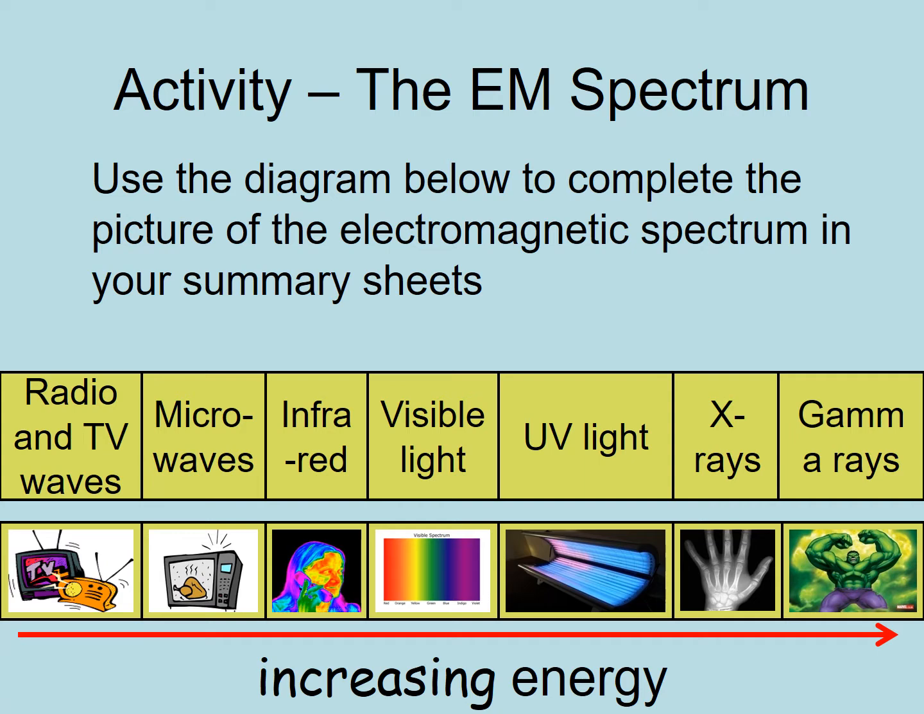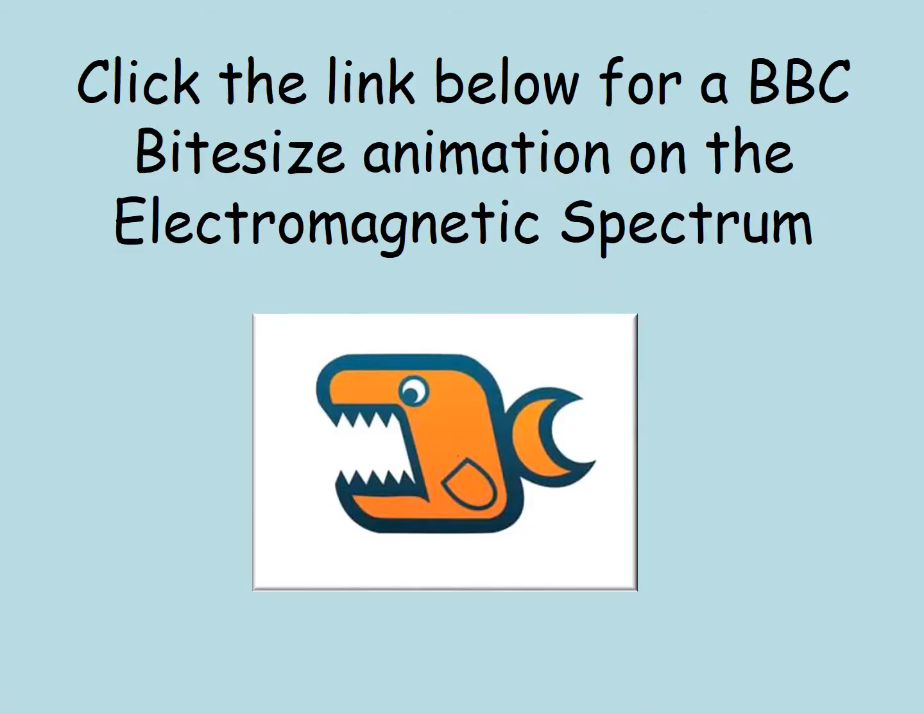Now, an activity that you could do is have a wee look at your summary notes, and complete the picture of the electromagnetic spectrum in your summary notes. What you can do is pause this video and have a go at that now. Now you can click the link below for a BBC bite-sized animation on the electromagnetic spectrum.